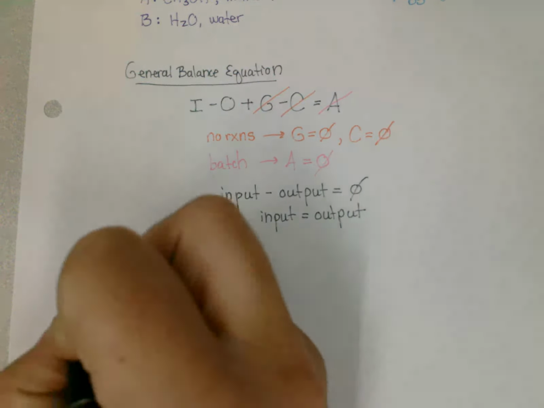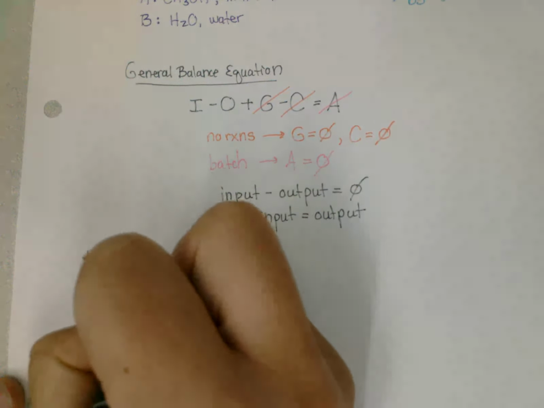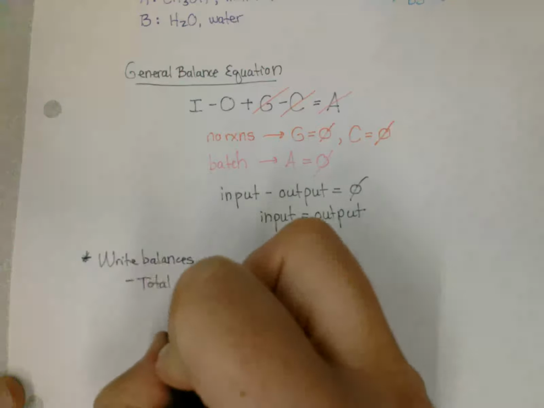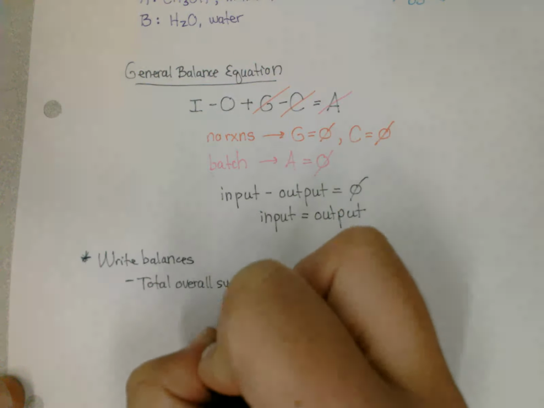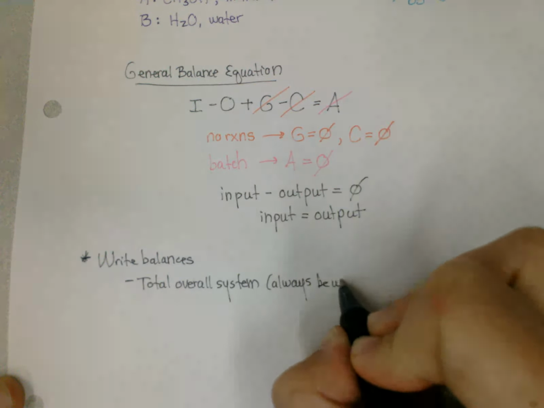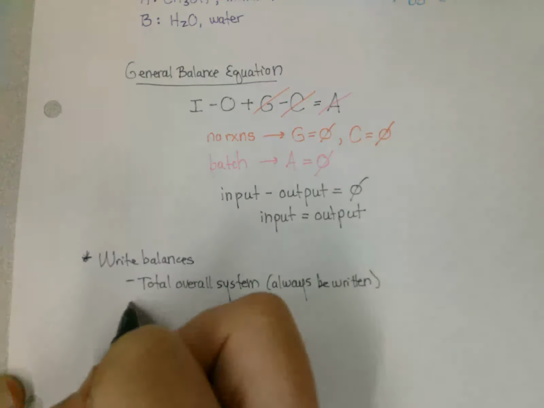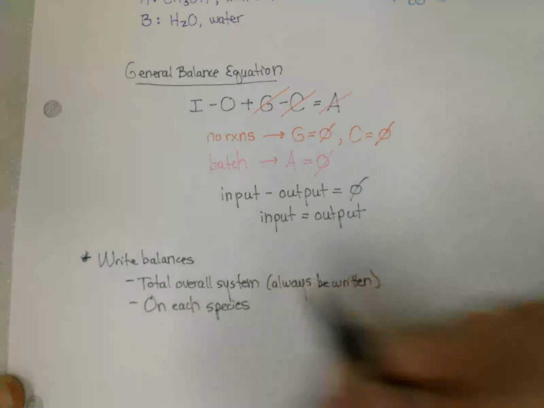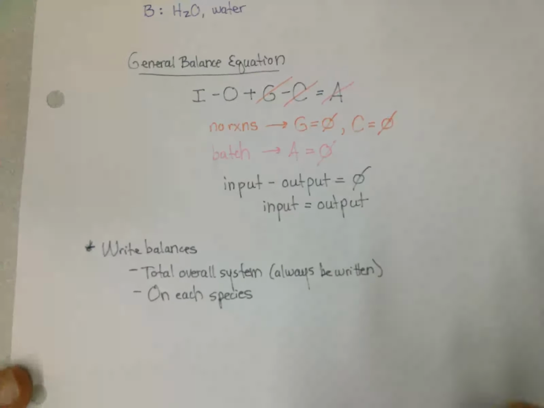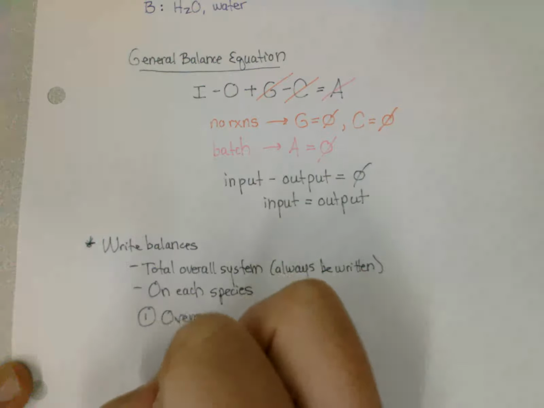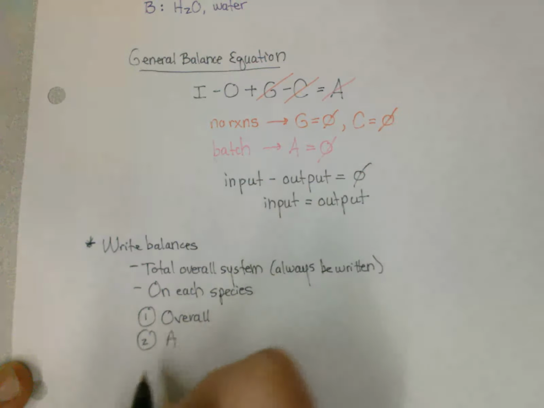So we can always write balances, and when we write balances, there is always one type of balance we can write, and that is the total overall system balance. That can always be written. Okay, and then we can write balances on each species or each component of the system. So for this particular problem, we have three balances. We have the overall balance, we have a balance on methanol, and we have a balance on water.